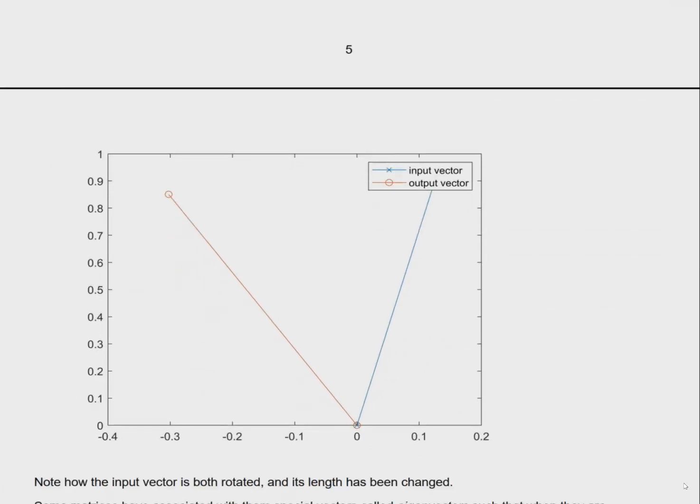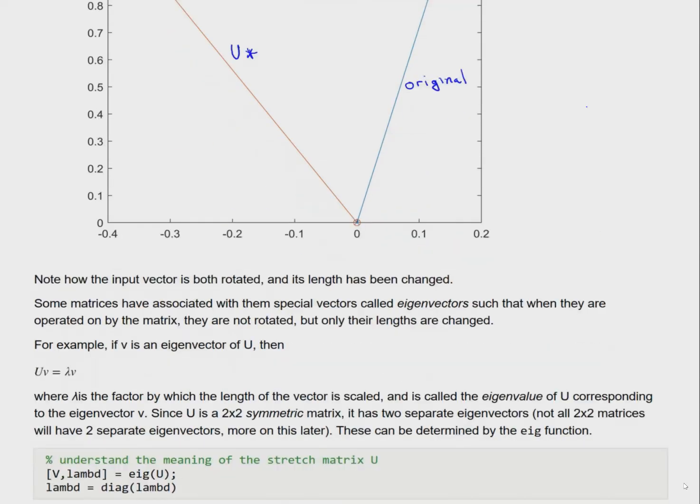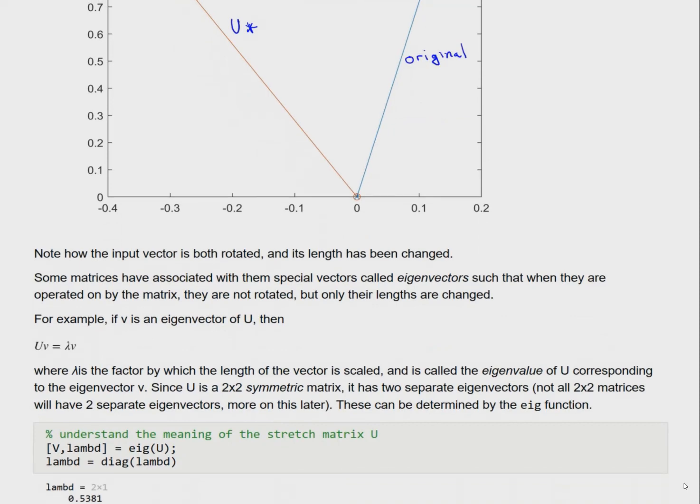So we see that this is the original vector, and this is what happens to it when you multiply by U. And in general, this vector has both been rotated and its length has been changed. But some matrices have associated with them special vectors called eigenvectors, such that when these special vectors are operated on by the matrix, they are not rotated, but only their lengths are changed.